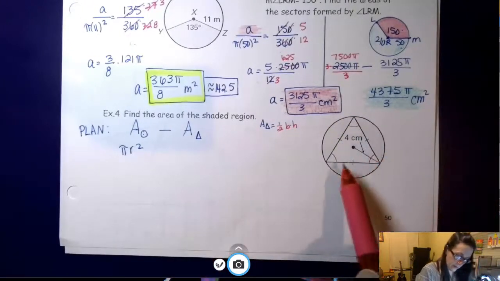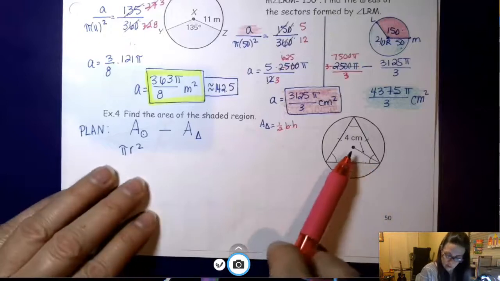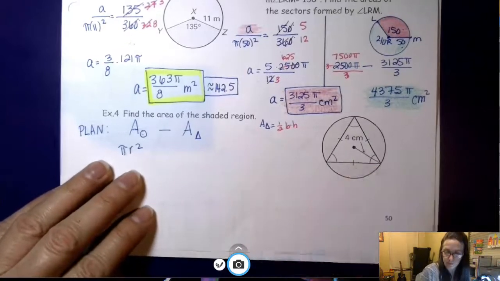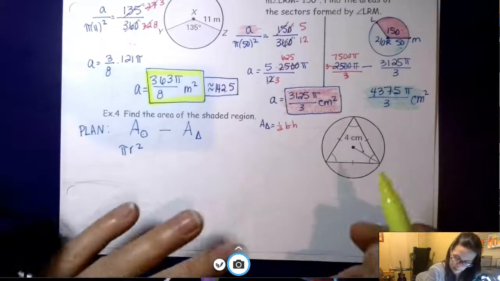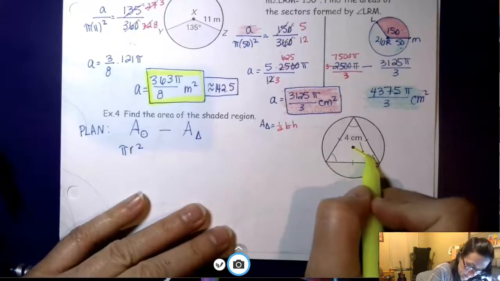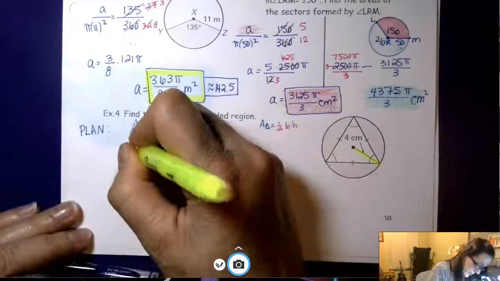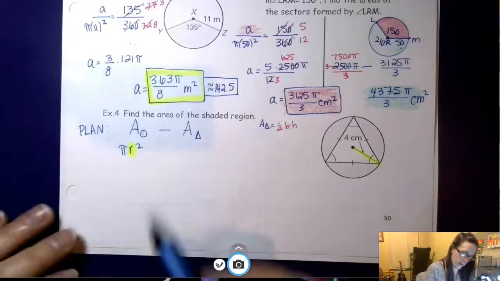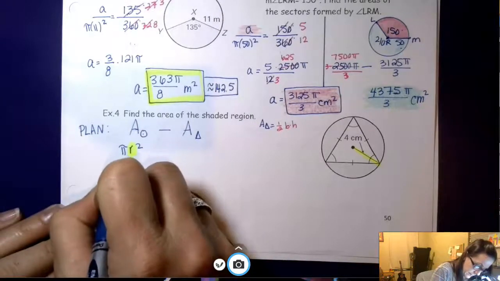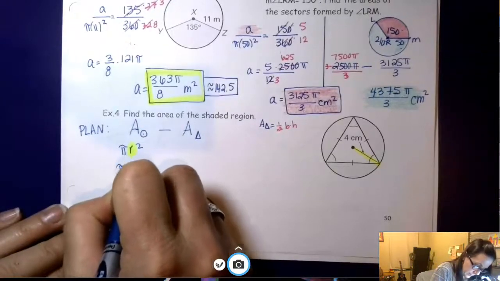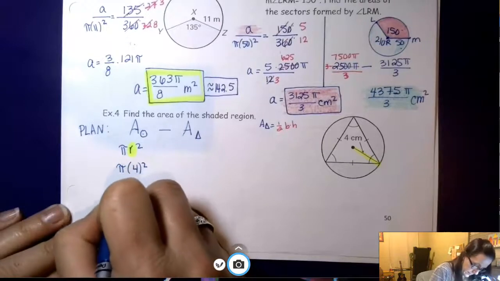But when I look at this, well, first, do I know the radius? Right here I have a radius. That's this piece right here. I can go ahead and figure out the area of the circle. Pi times 4 squared, 16 pi.